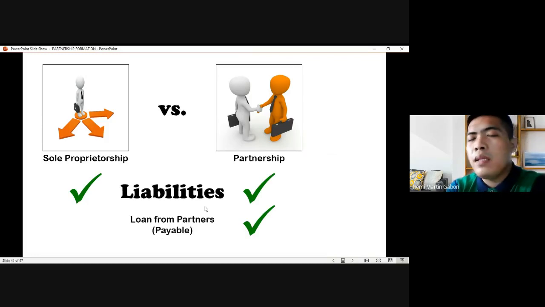As to liabilities, the same. They have general accounts that are being maintained, but in addition, the partnership maintains another specific account which is loan from partners. Meaning, a specific partner lent something to the partnership. Okay? So it is a payable account.